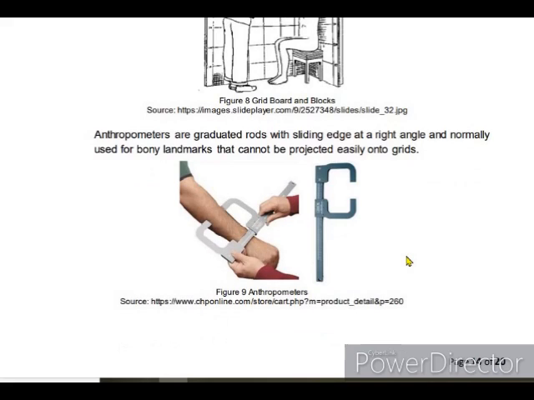Next, anthropometers are graduated rods. They are graduated rods with a sliding edge at a right angle and normally used for bony landmarks that cannot be projected easily onto grids. Okay, so it's like a caliper. Did you see a vernier caliper? It's like that. It measures the thickness of the parts or the bony landmarks of the human body.